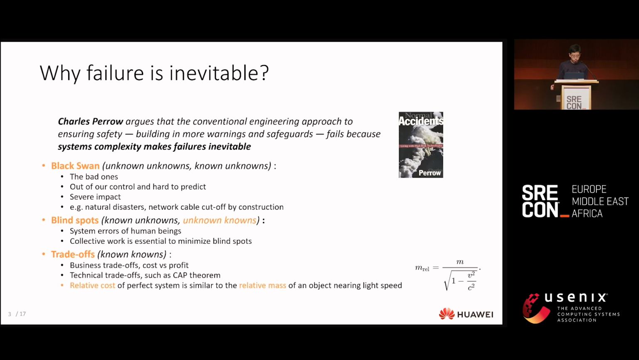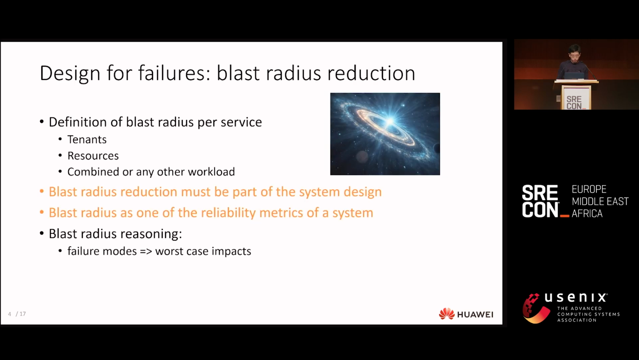The relative cost of building a perfect system is similar to the relative mass of an object when its speed approaches the speed of light. So that's why we have to design for failure. But today we're looking mostly from the blast radius reduction angle.